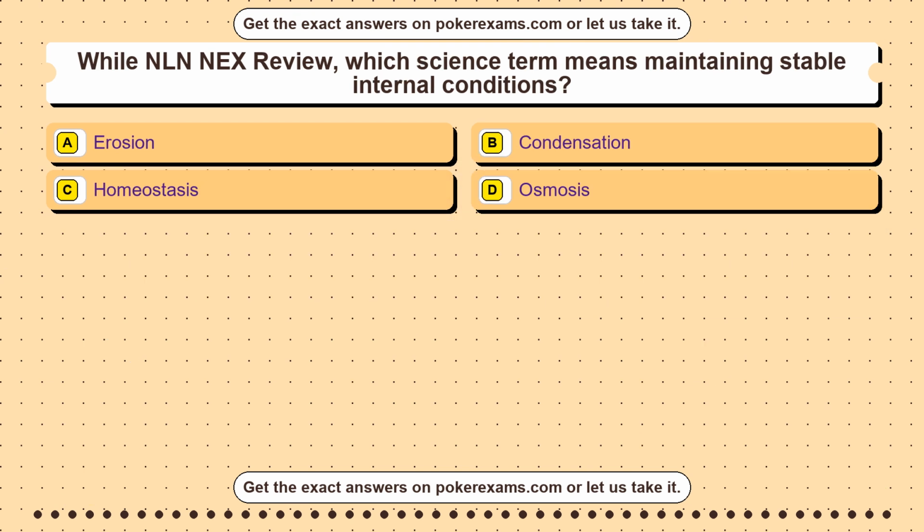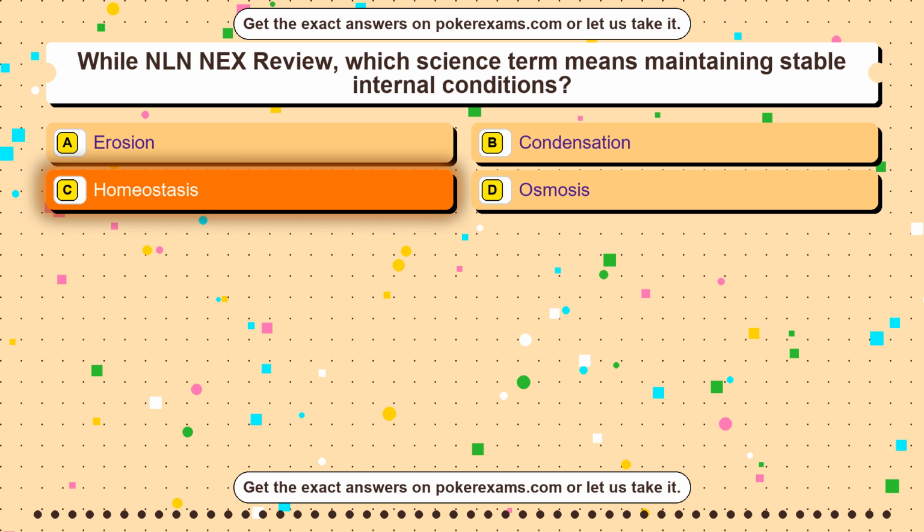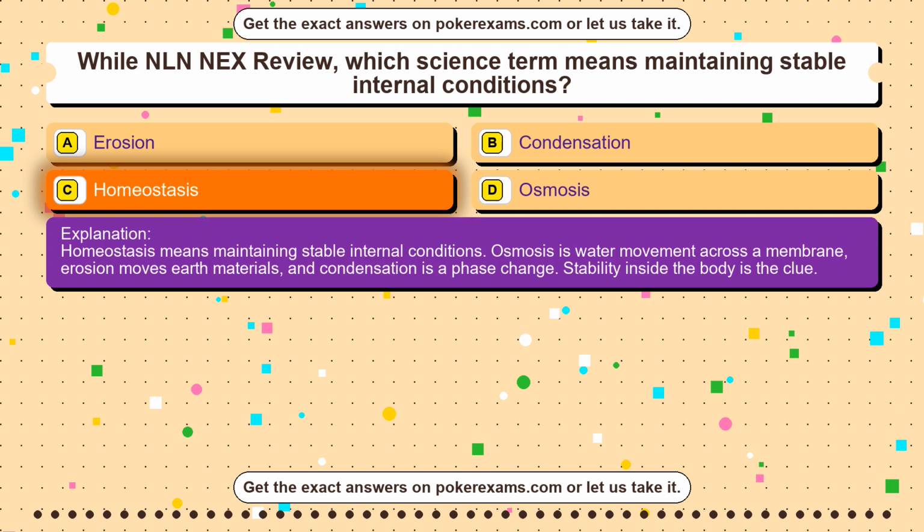Question 7. While GED reading practice test, which map feature explains symbols? Option A Compass only. Option B Border. Option C Legend. Option D Scale only. The correct answer is option C. A legend explains the symbols used on a map. A scale shows distance, a compass shows direction, and a border frames the map. Symbols point directly to the legend.